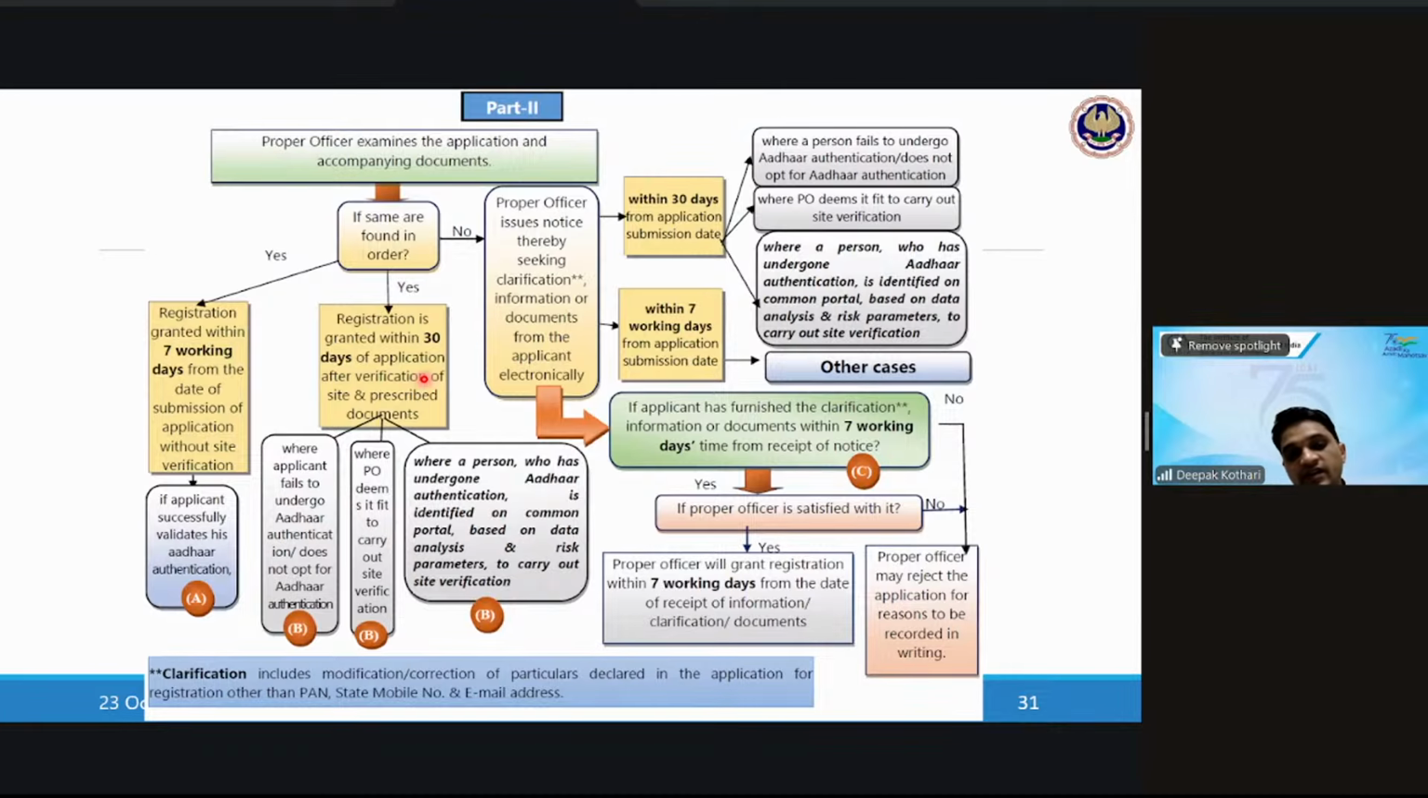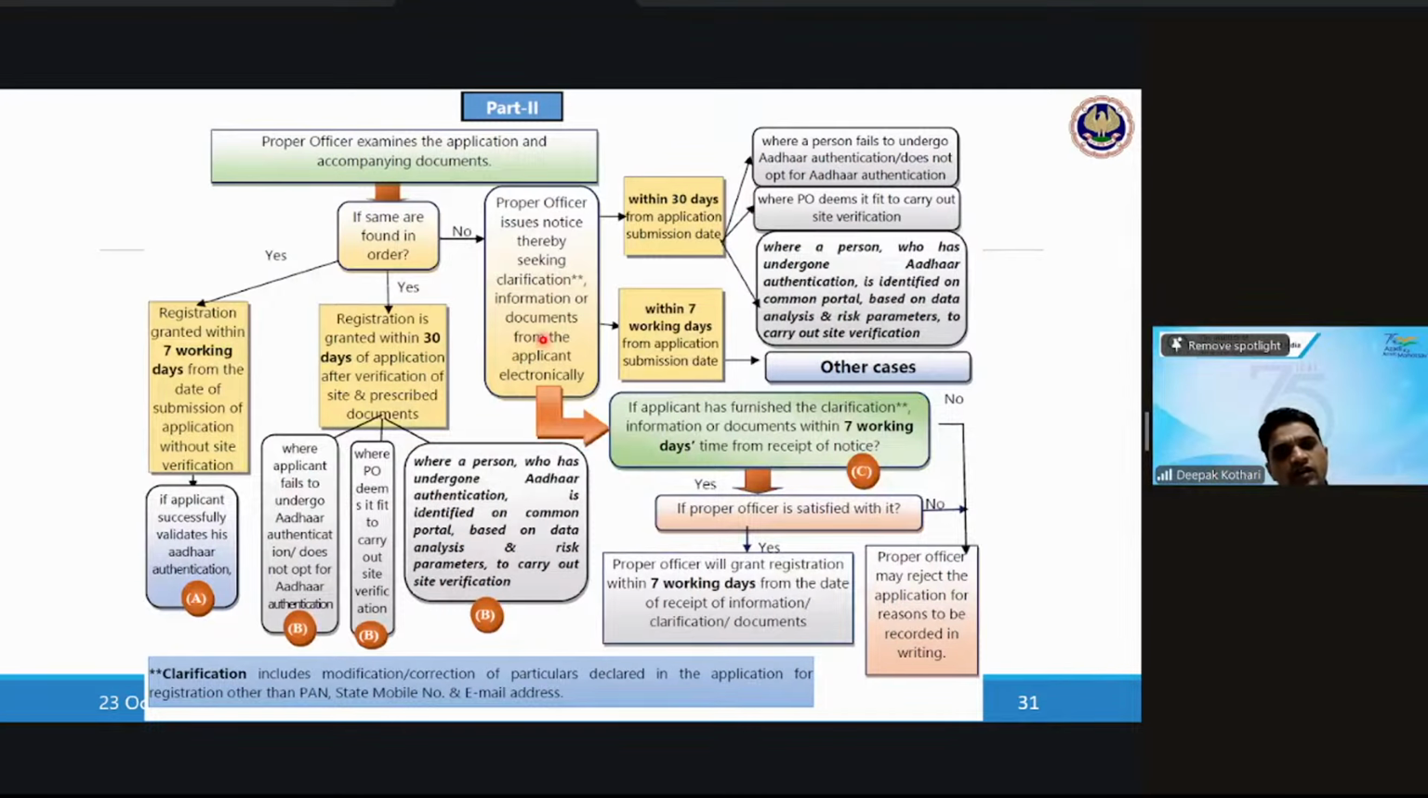लेकिन सेकेंड केस में इन एनी ऑफ दीज थिंग्स where you have not authenticated your Aadhaar, your officer feels that he has to carry verification, or your PAN number is reflected in the portal as a data as a risk parameter में आ गया है आपका, तो फिर ऑफिसर को आके वेरिफिकेशन करना पड़ेगा. That's why he will get additional time to do verification. Then your registration will be granted within 30 days. Okay. That too when if everything is found in order.